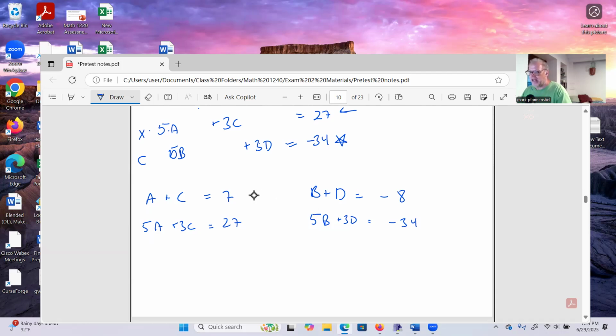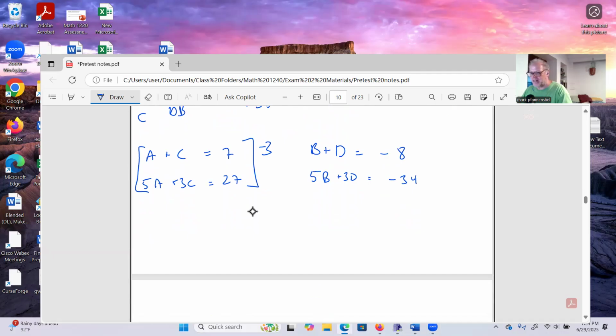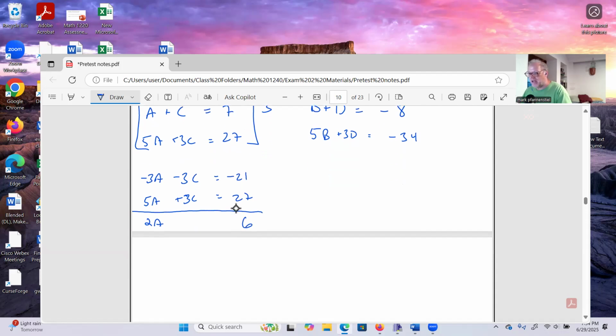Okay, so let's go ahead and do this. It's your choice. I'm going to eliminate variable c here by multiplying the top by -3. Let's see what that looks like. So I've got -3a minus 3c is equal to -21. I've got 5a plus 3c is equal to 27. We're just going to add these two equations together, and we get 5 minus 3, which is 2a. 3 minus 3 for the c's is 0. That's kind of what I wanted. And we have 27 minus 21, and I end up with a 6. So we have 2a is equal to 6. A is equal to 3.